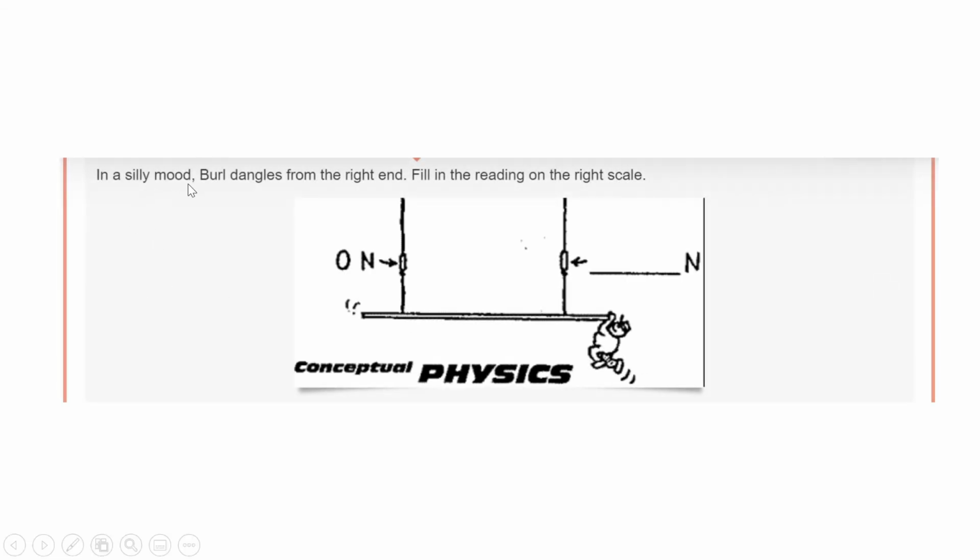Alright, in a silly mood, Burl dangles from the right end. Fill in the reading on the right scale. So remember that he was 1000 newtons. And if the tension on the left rope is 0 newtons, by logic we are going to assume that all of the weight of this person is going to be fully tensioned on this rope. So it means that the weight or the tension of the rope will equal 1000 newtons.